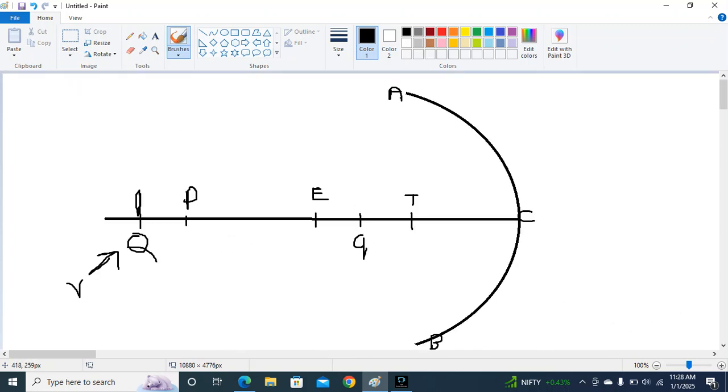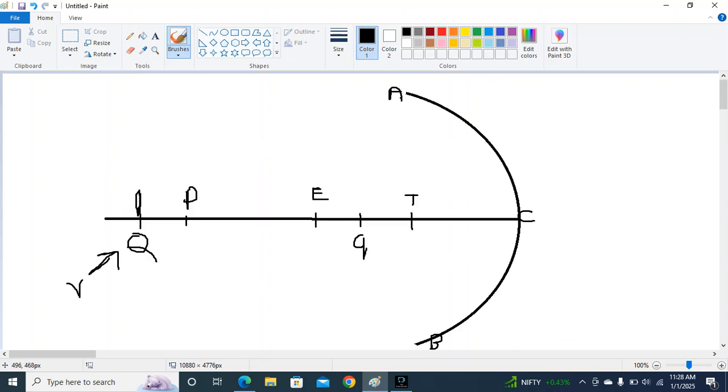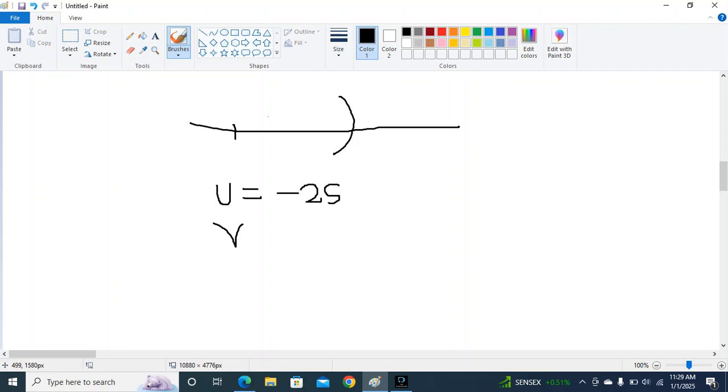Now, what Newton is saying is that PQ upon TE will be equal to TE upon T small q. Now, this I have to prove. This looks a bit confusing, but let me show you with an example. If we take a concave mirror and make a line passing here, and the object distance placed here is 25, which will be minus 25, then V will be formed here, beyond C and F. I have to find V, and F is given as 15, which will be minus 15 because it is a concave mirror.